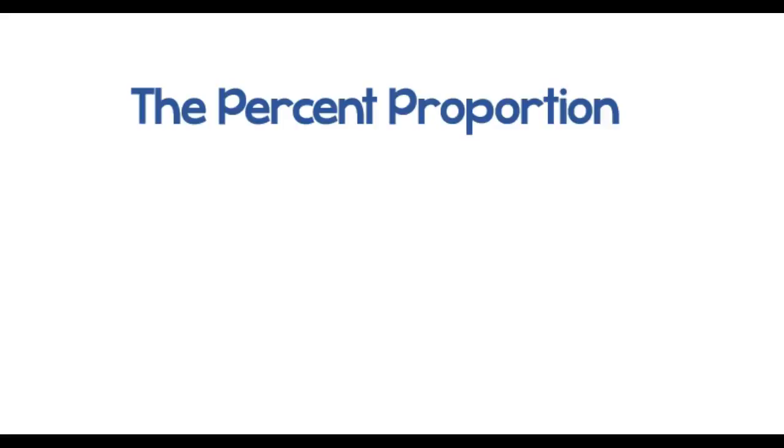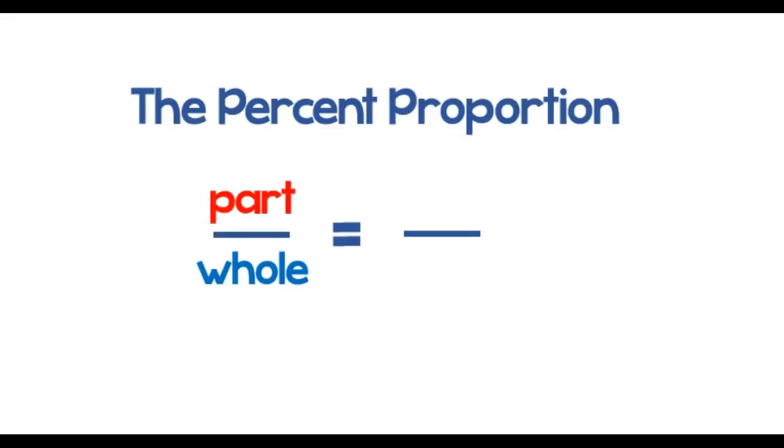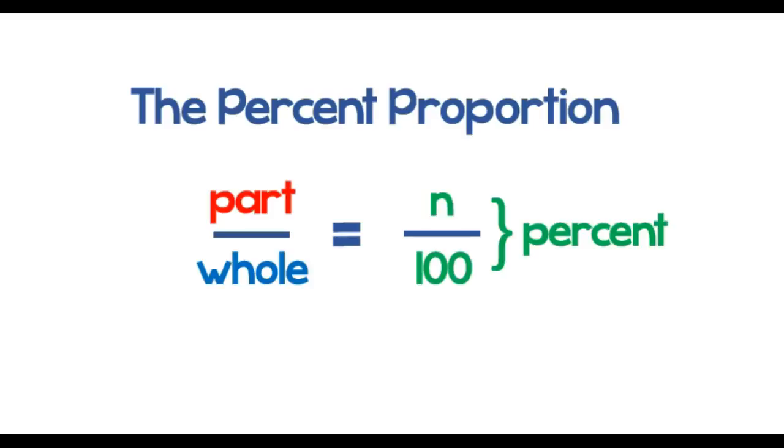In this lesson, we're going to use the percent proportion to solve percent problems. Now we know that a proportion is two equal ratios. The first ratio in the percent proportion compares the part of the quantity to the whole of the quantity. The other ratio is the equivalent percent.